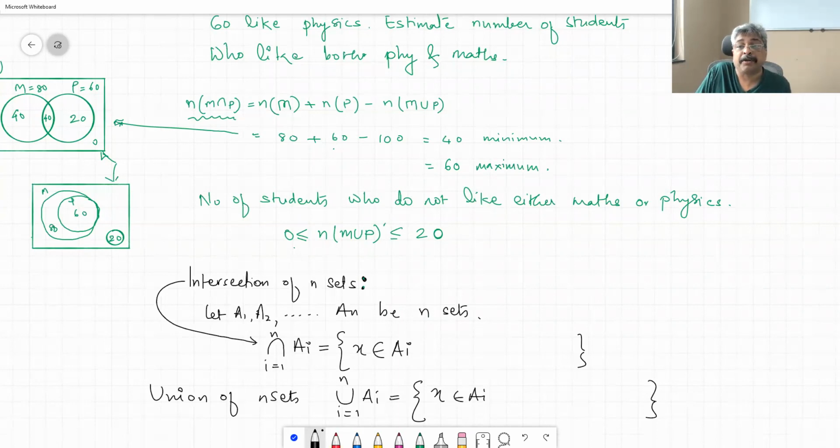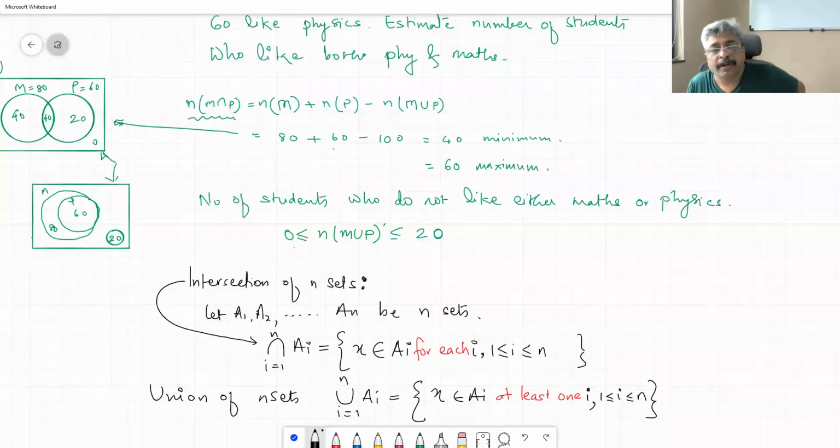If you want to take the intersection of all n sets, then we write it intersection i goes from 1 to n Ai is equal to all those x, all those elements which are present in every Ai for each i between 1 to n. And when it comes to union, it is okay if it is present in one. So at least one i goes from 1 to n. So it is union and intersection of n sets.